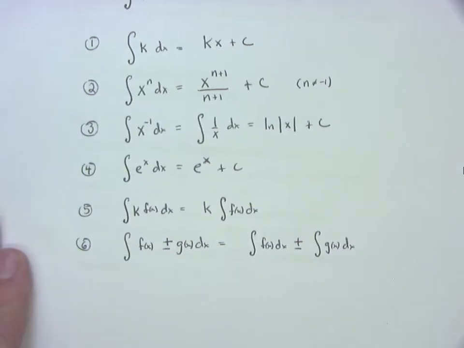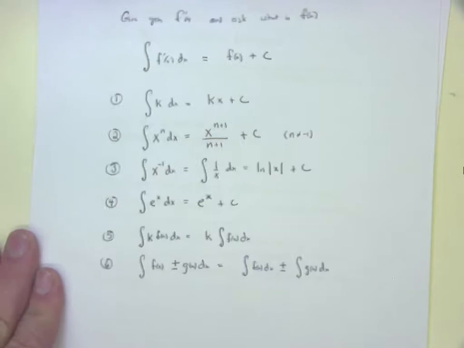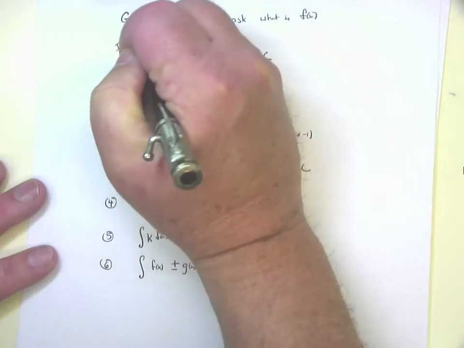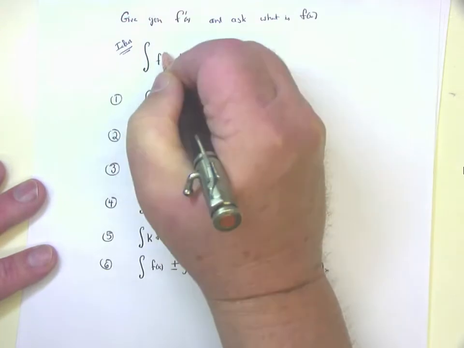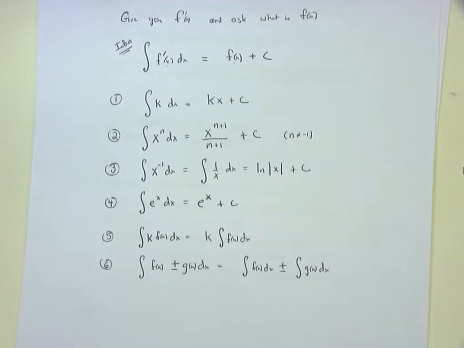Okay? And then there is also one other little note, and I will put it up here. This is the idea. When I integrate the derivative, I'm going to get the original function back. Now let's use that in terms of concepts here. When I integrate the first derivative, I get the original function back.